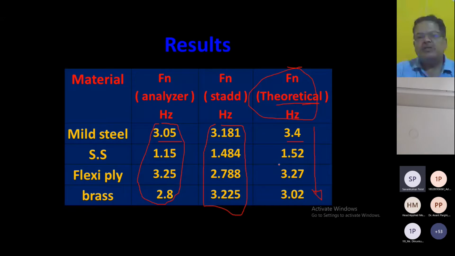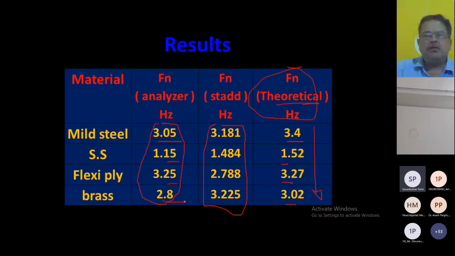It is 1.52, it is 1.15, 3.27, it is 3.25, this is 3.02, it is 2.8, right? So you can validate the result and you get the confidence to perform the test. So before you perform the test, you have to ensure that you know everything about your model, right? Once you know about your model and then you perform the test, then you are going to predict the behavior of a model in a much better way, right?